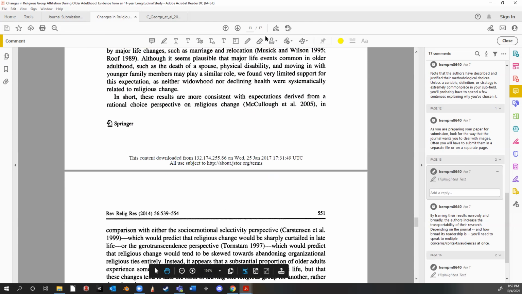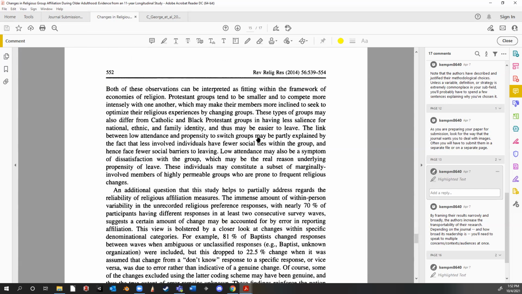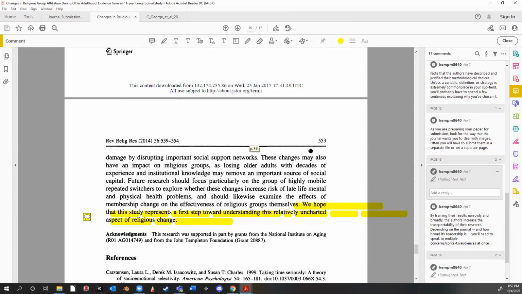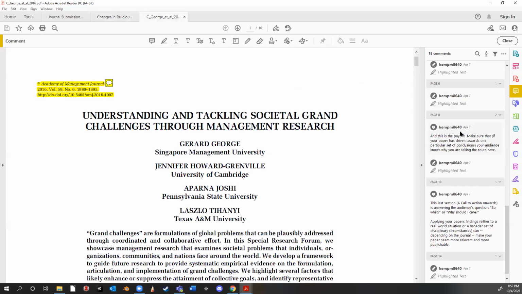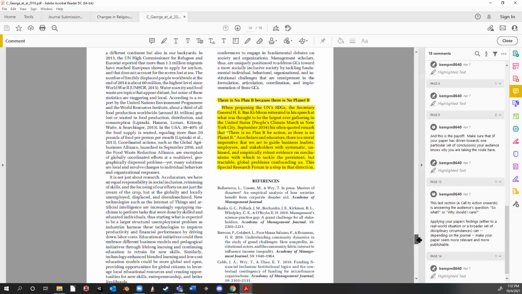You see at the end, there's even another summary. In short, these results are consistent with these expectations, right? So everything that they're doing in the last part here is really demonstrating the broader significance of their work. And sometimes it's helpful to really shoot a half-court shot. We hope that this study represents a first step towards understanding this uncharted aspect of religious change. The very last sentence, this is what we want for our research, right? So demonstrating the significance of your work as you understand it is really important at the end of your papers.